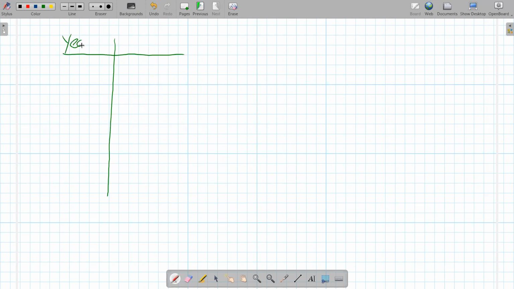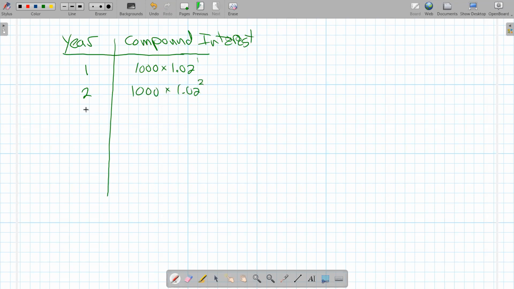So if I look at the year versus this is called compound interest, where instead of the interest being a payout, like simple interest, the interest stays in your account and collects its own interest. So after 1 year, I get 1,000 times 1.02 to the first. After 2 years, I claim it's 1,000 times 1.02 to the second. After 3 years, 1,000 times 1.02 to the third power.